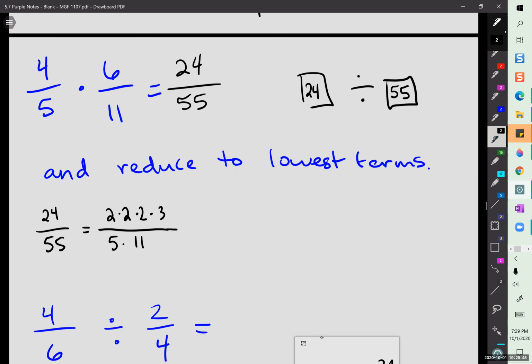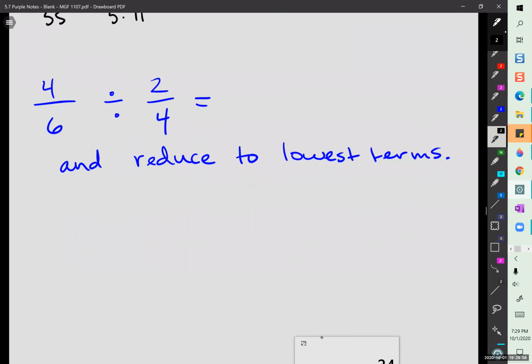Now for dividing fractions, our phrase that we want to keep in mind is keep the first fraction, change the sign to multiplication, and then flip the second fraction. So keep it, change it, flip it. So why don't y'all work on this, and when you find it, reduce your answer to lowest terms.